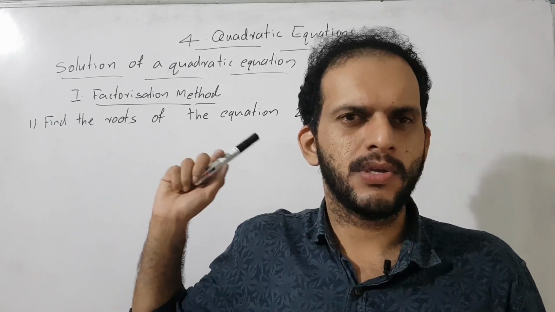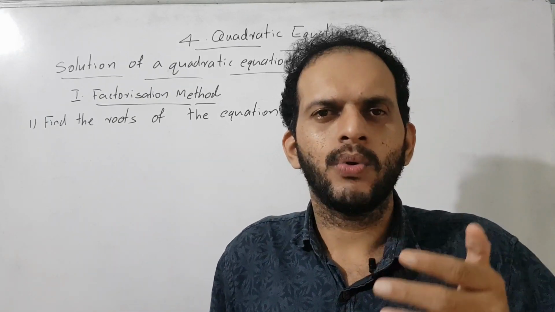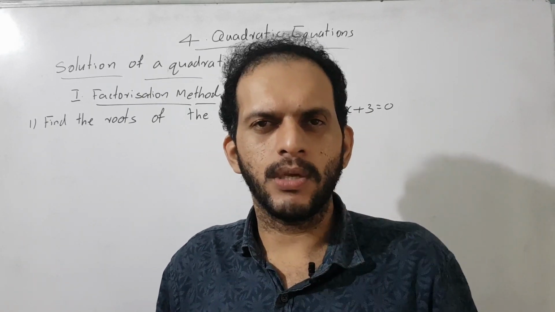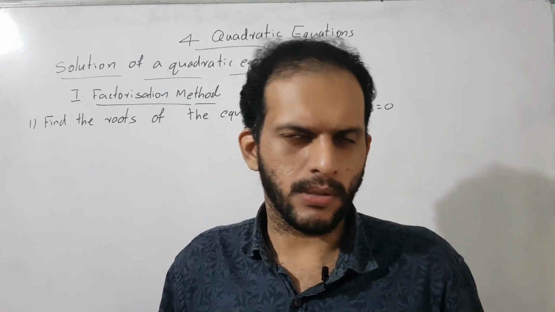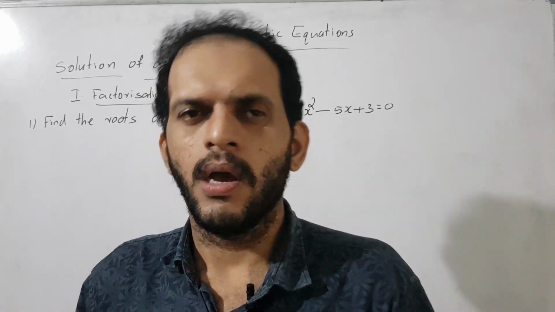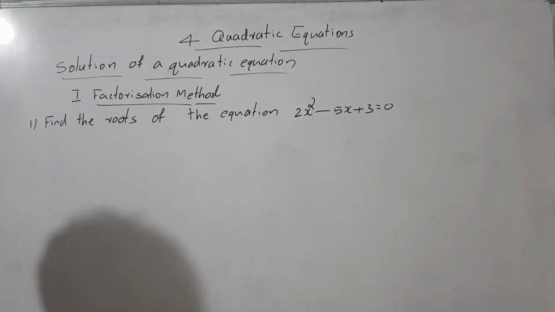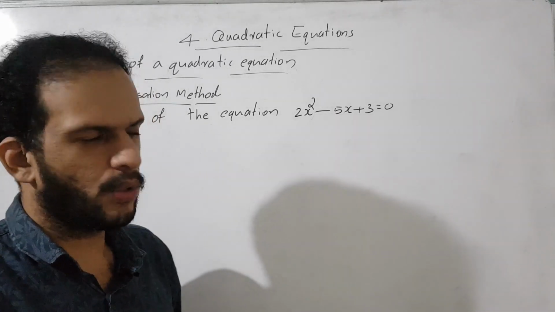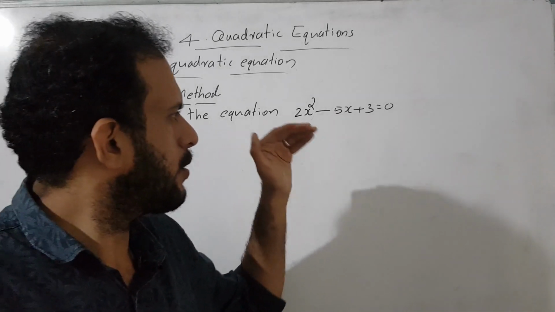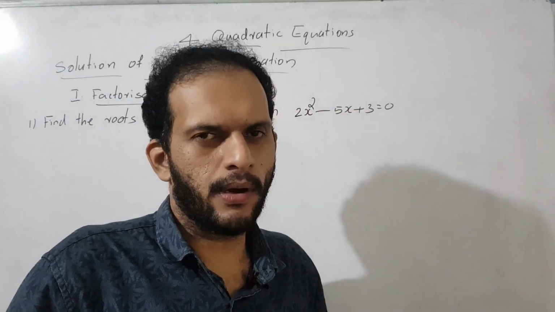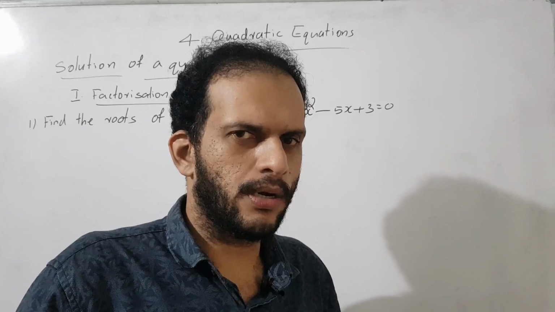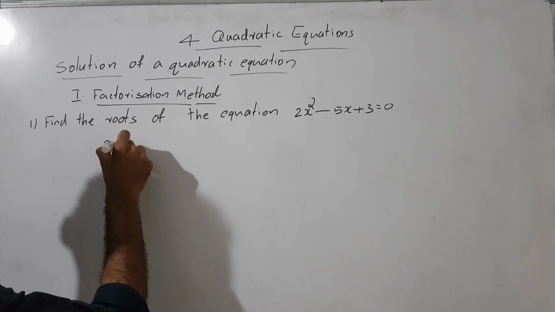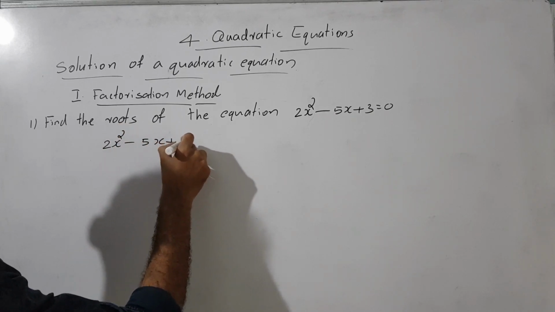The first one, by factorization method. We already know how to apply the factorization method or splitting middle term method, and how we find the zeros, the roots, the solutions. So the question is like this: find the roots of the equation 2x square minus 5x plus 3 is equal to 0. Before doing the work, you must check the equation is in the standard form, otherwise you must make the equation in the standard form. Then I write the equation once again: 2x square minus 5x plus 3 is equal to 0.